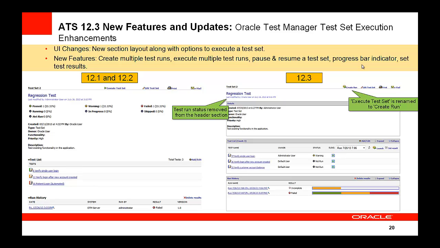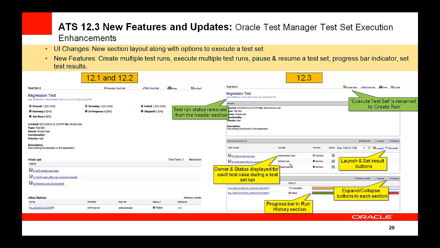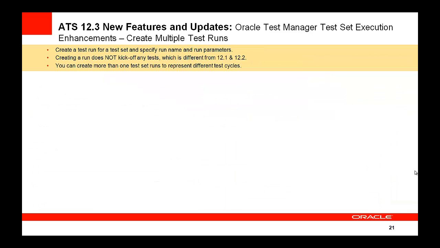Another change we have made is we renamed the Execute Test Set link to Create Run. This is to accommodate the new feature of creating more than one test run per test set. Other enhancements include the ability to pull up a test run to view the owner and status for each test case. There are now buttons to launch a test run and set results for a test run. Also, there is a progress bar indicator in the run history section. In 12.3, you can now pause and resume a test set by pausing the test case, and we will talk more about this in later slides.